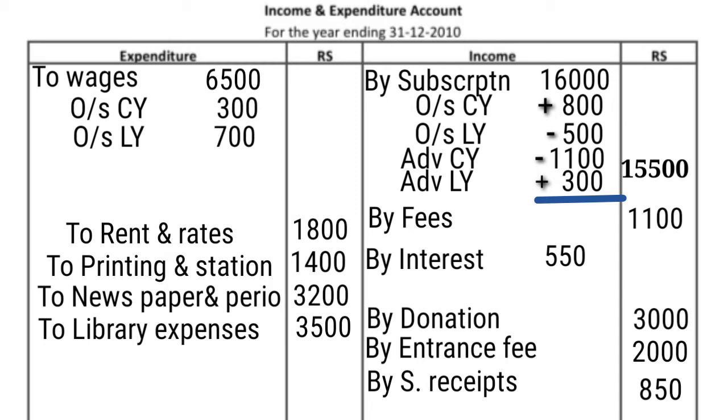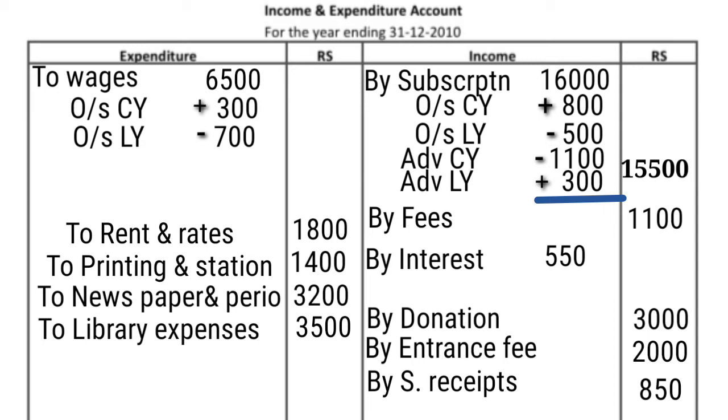And current year outstanding we need to add, and last year outstanding we will deduct, correct? Same we did in subscription also. Only the side changes. Here it is on the debit side, there in subscription it was on the credit side. Then continue the additional information.